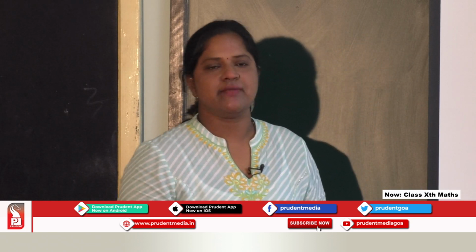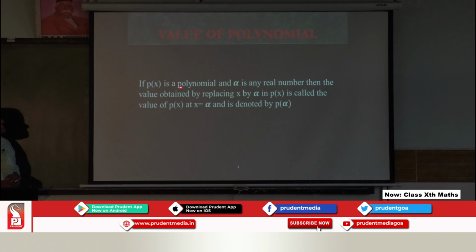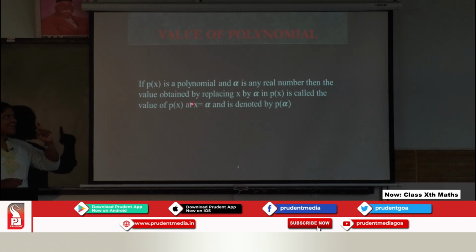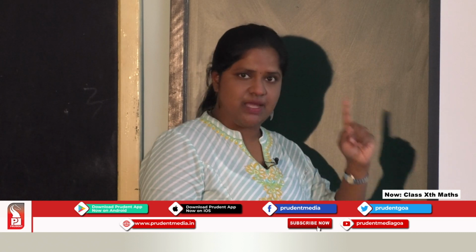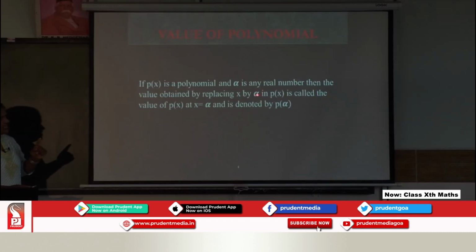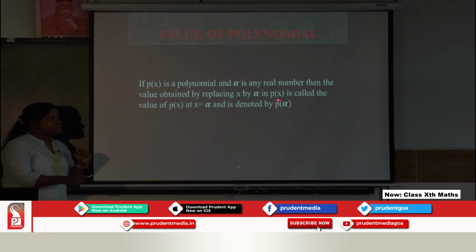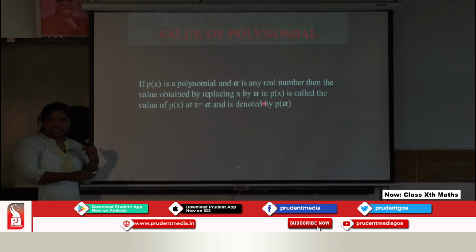Let's have a look at this statement. If P of x is a polynomial and alpha is any real number given to you, then the value obtained by replacing x by alpha, this is very important. You have to replace every x, every variable in the polynomial P of x, by the given alpha. This is called the value of P of x at x equal to alpha, and it is denoted by P of alpha. So this shows that x is replaced by alpha and we get the value.